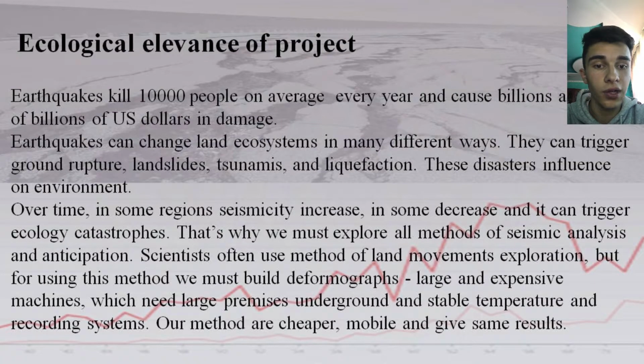Earthquakes have a large ecological role. They can change land ecosystems in many different ways. They can trigger ground rupture, landslides, tsunamis, and liquefactions. These disasters, of course, change the environment. Earthquakes kill 10,000 people on average every year and cause billions and tens of billions of United States dollars in damage. Over time, in some regions, seismicity increases and it can trigger ecological catastrophes. That's why we must search for all methods to explore and anticipate seismic activity.